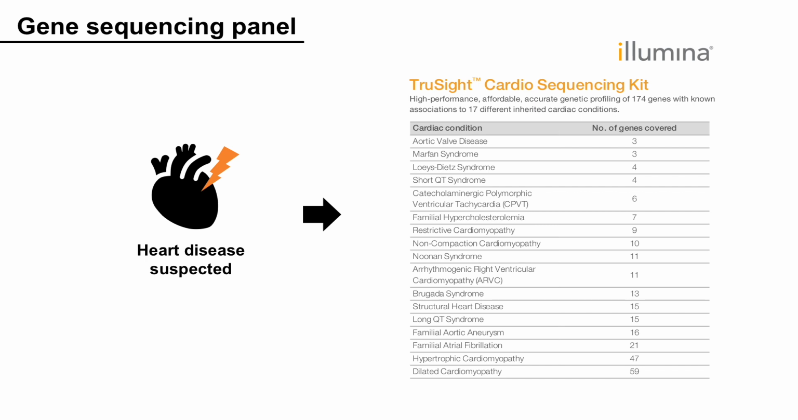For example, if you suspect a heart disease, you can use TruSight Cardio Sequencing Kit, developed by Illumina. Using the kit, you can test multiple genes that are previously discovered as causal genes for heart diseases.